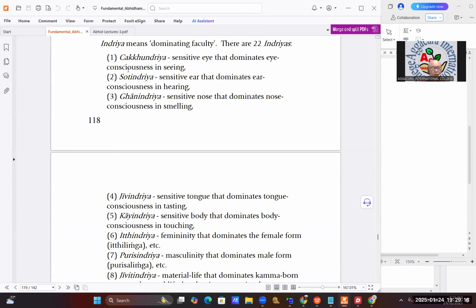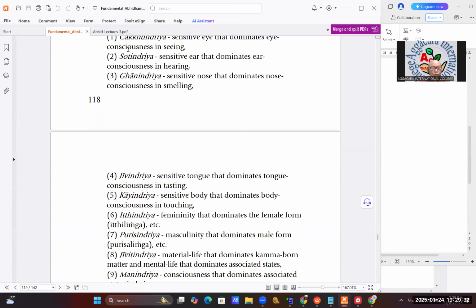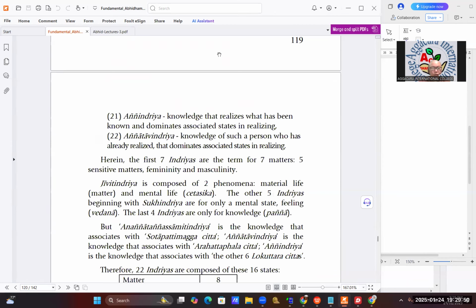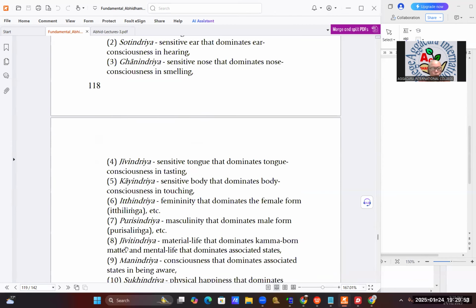You have this one, this one, this one: Cakkhu, Sota, Ghana, Jivha, Kaya, or matter. Then followed by Itthi, Purisa, and Jivitindriya. If you calculate from 1 up to 8, you have 8 rupa here. You can write down: 1, 2, 3, 4, 5, 6, 7, 8. Up to here, there are 8 rupa. So that's how you get matter as 8, from Cakkhu all the way to the eighth, Jivitindriya Rupa. We are talking about rupa, material life. You have 8 of them.